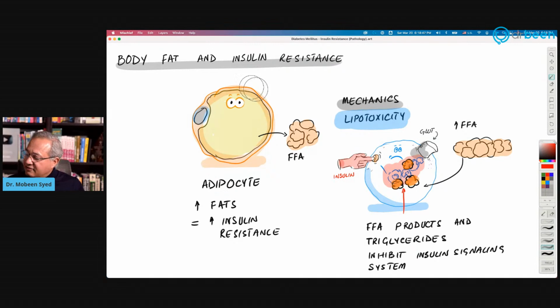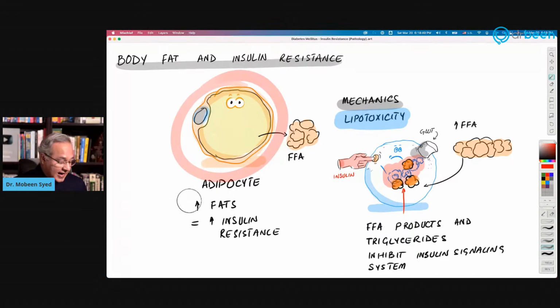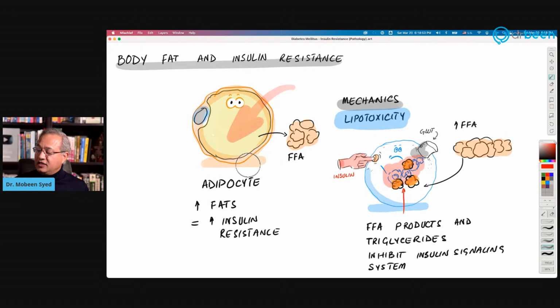So let's see. Here is a fat cell. The fat cell's job is to store energy or fats and then to release energy or fats. It releases them in the form of free fatty acids.